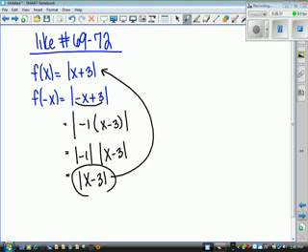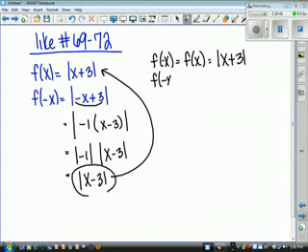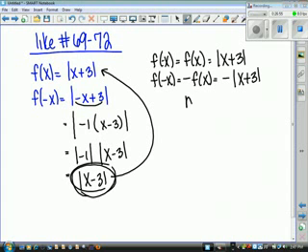Clearly, that's not what you started out with. If you were going to have f of -x equaling f of x, you would have needed to end up with the exact original equation, and you don't. If it was odd, you would have had -1 times the function, in other words, -1 times the absolute value of x plus 3, and you don't get that either. So this is considered neither.